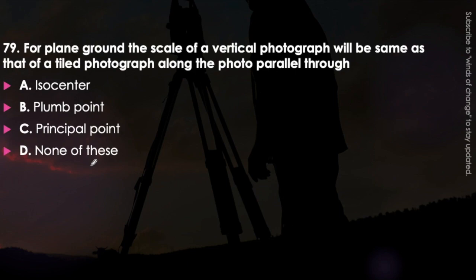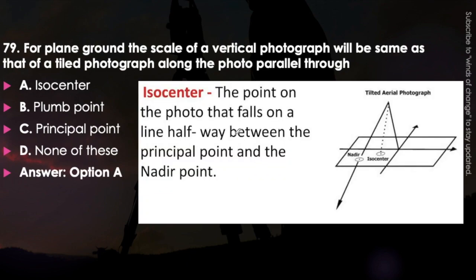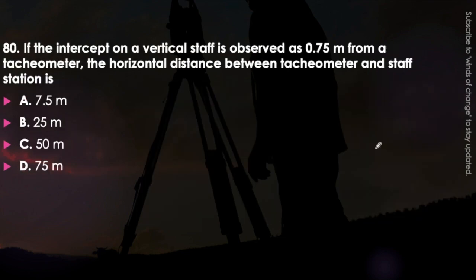Just think about it. We have already discussed about it in the previous video. For plain ground, the scale of the vertical photograph will be same as that of the tilted photograph along the photo parallel through. Answer will be option A, that is isocenter. Okay, memorize it. What is isocenter? Isocenter, the point on the photo that falls on the line halfway between the principal point and the nadir point. Okay, so memorize it. Next question.